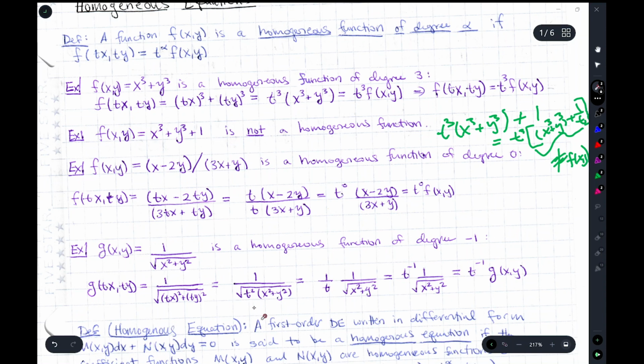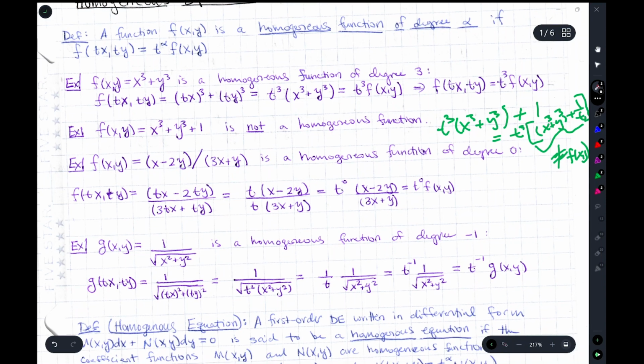You factor out that t, you'll get a t squared, square root, you get 1 over t, and there goes the original function. Or we could write 1 over t as t to the -1, and we get this expression, which means that we have a homogeneous function of degree alpha.